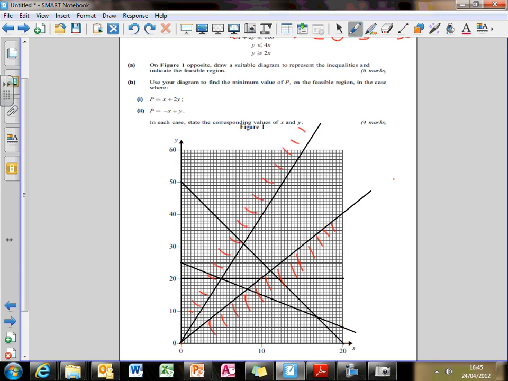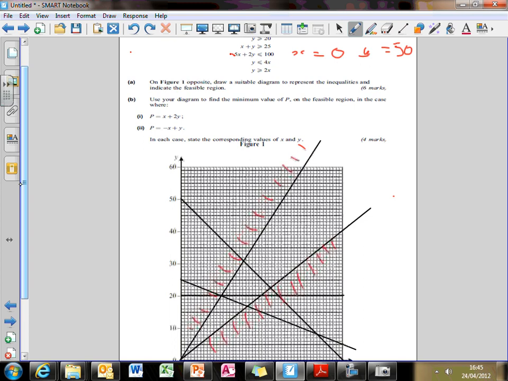Let's scroll up a little bit. I'm losing sight of them. Okay, 5x plus 2y is less than or equal to 100. That, of course, was this line here, so I shade that side of the line there. x plus y is greater than or equal to 25. Greater than or equal to means I shade this side of the line here.